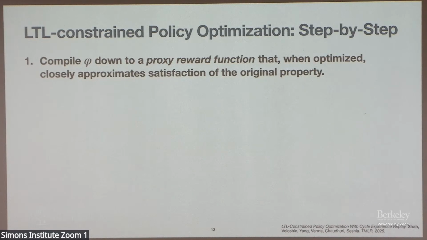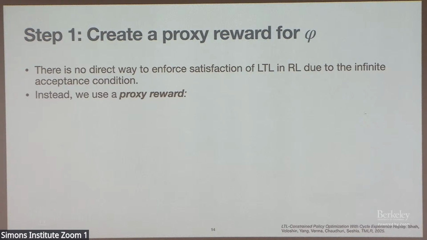So the first thing I'll do is take my task specification and compile it down to a proxy reward function that approximates the satisfaction of my original specification. What I mean by that is that, unfortunately, as I mentioned earlier in the talk, these Büchi automata and a lot of these temporal logic specifications weren't designed for optimization in an RL context. So we have to come up with an approximate version of that in the form of a proxy reward function.